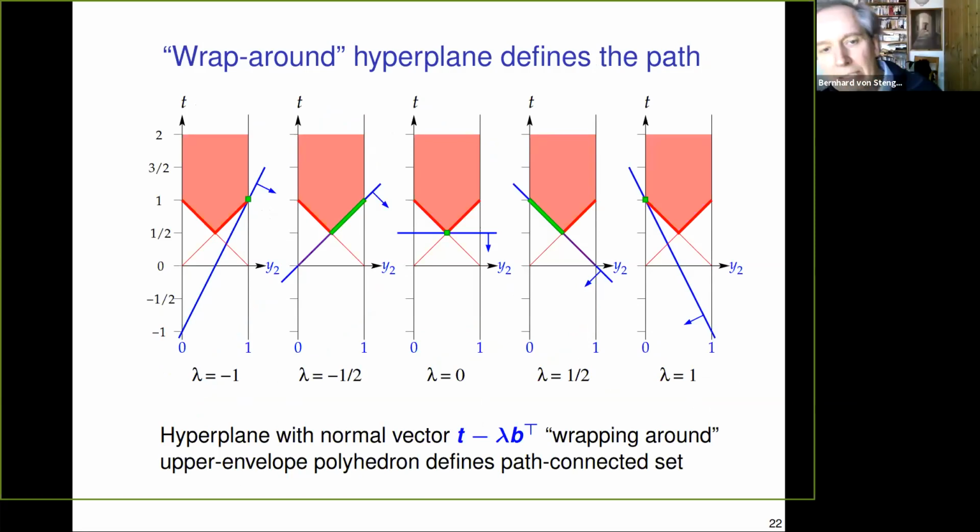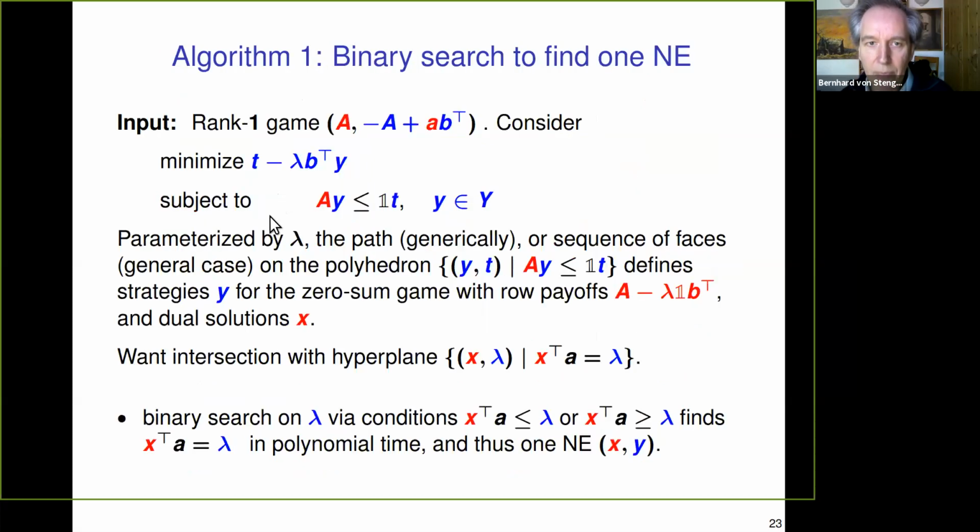I'll say something a little bit later about this, because the shadow vertex algorithm is also polynomial. It has a lot to do with what is called smooth complexity. I'll mention it. Okay. So now we do have this binary search algorithm for finding one equilibrium for a rank 1 game, which says the following. And the paper that we wrote, which should be out soon in Operations Research, goes very much in detail into this.